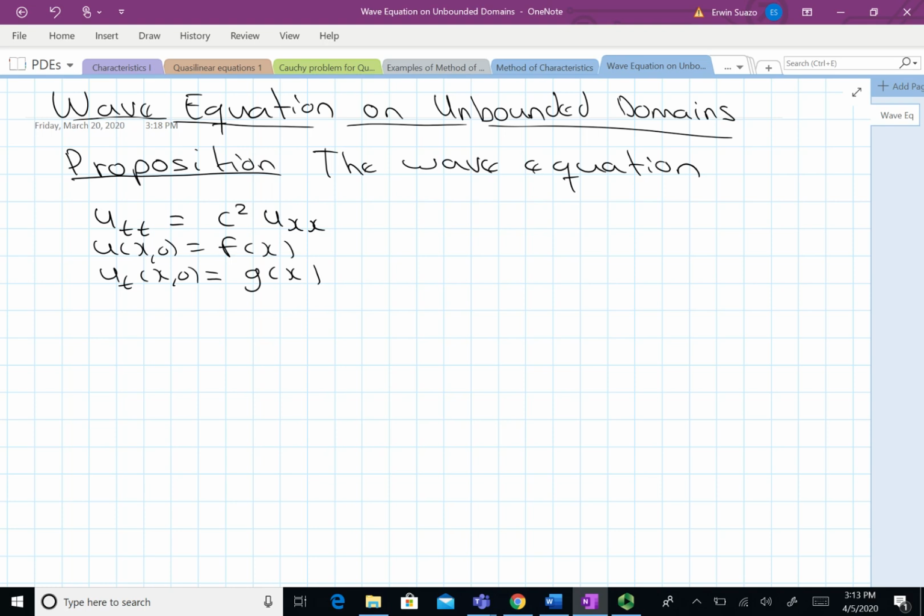So this system has d'Alembert's formula as its solution. We're going to prove d'Alembert's formula. I'm sure this has a right pronunciation in French that I don't know.